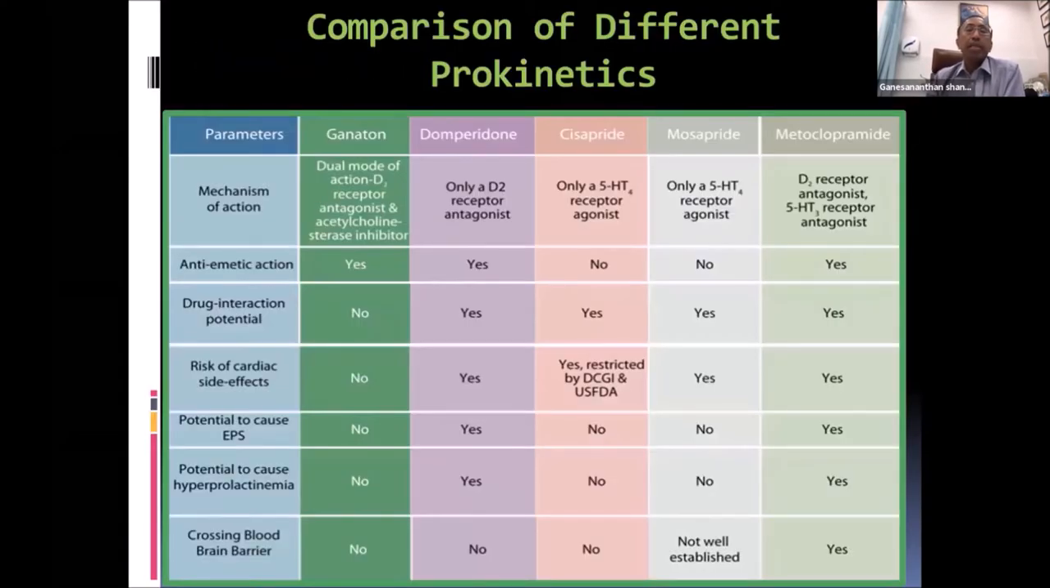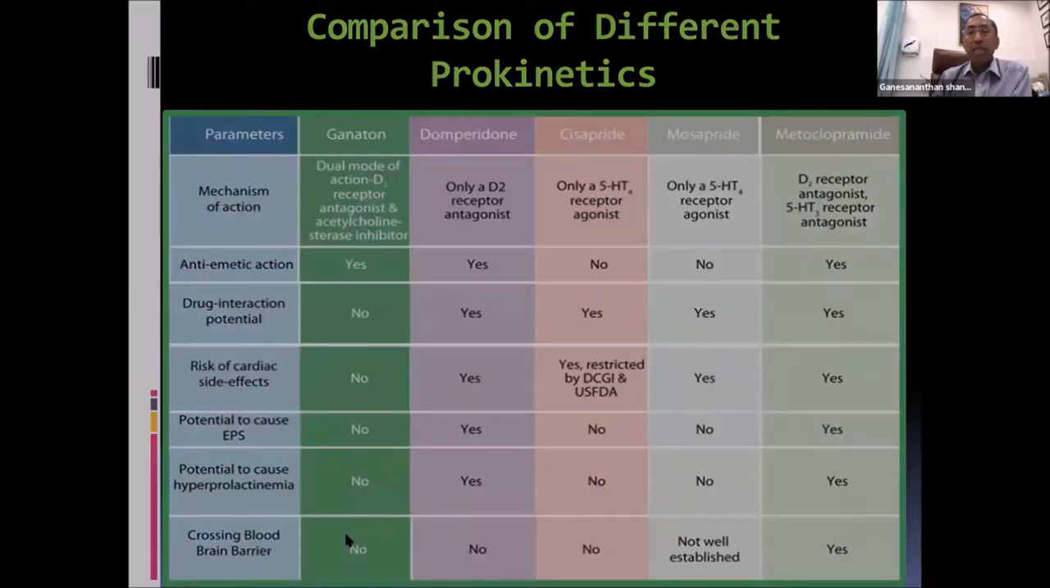Now, this is a comparison of different types of prokinetic agents. Ganaton stands firm as the leader here: dual mode of action, good anti-emetic action, no drug-drug interaction, and no cardiac side effects described at the moment. The potential to cause extrapyramidal side effects is minimal. The potential to cause hyperprolactinemia is minimal. It doesn't cross the blood-brain barrier. So this is my favorite prokinetic agent.